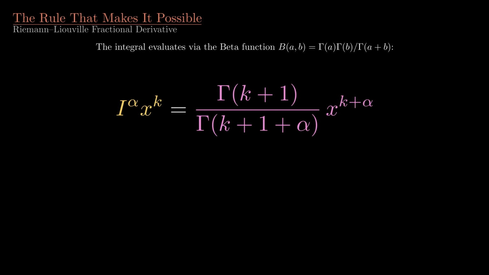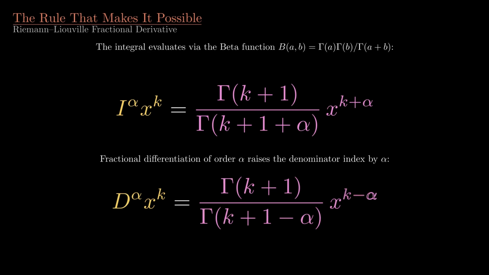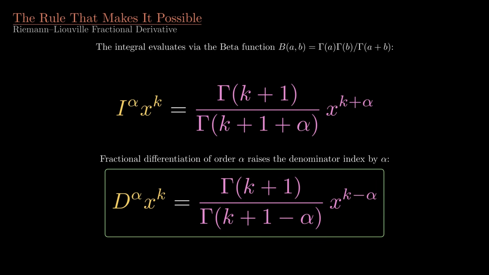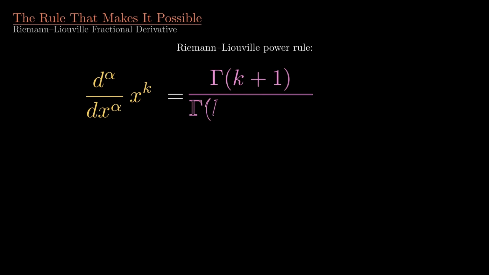When we differentiate instead of integrate, the alpha in the denominator flips its sign. This gives us the Riemann-Liouville power rule. The alpha derivative of x to the k equals gamma of k plus 1 over gamma of k plus 1 minus alpha times x to the k minus alpha.